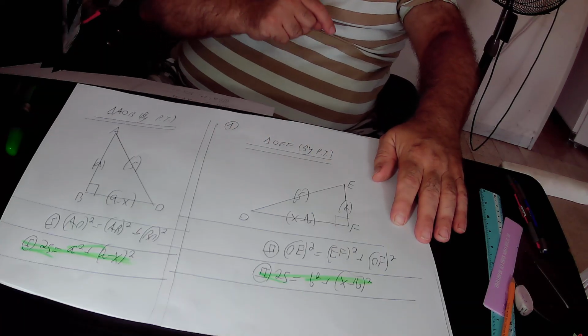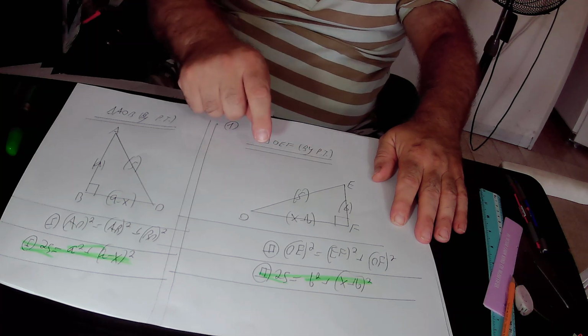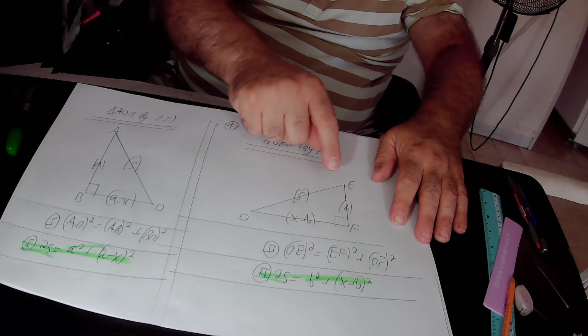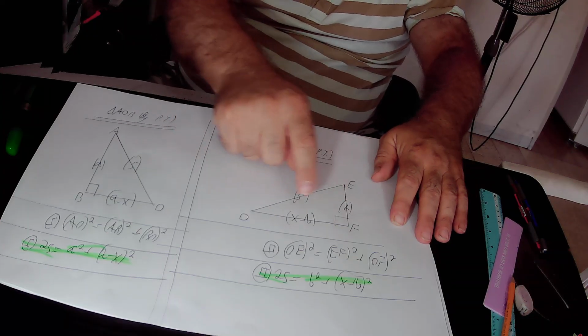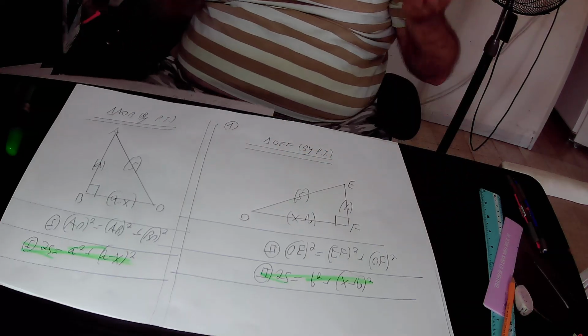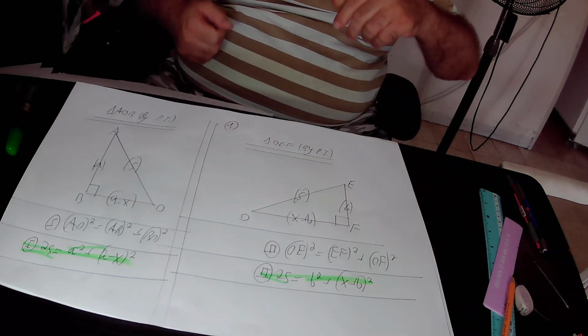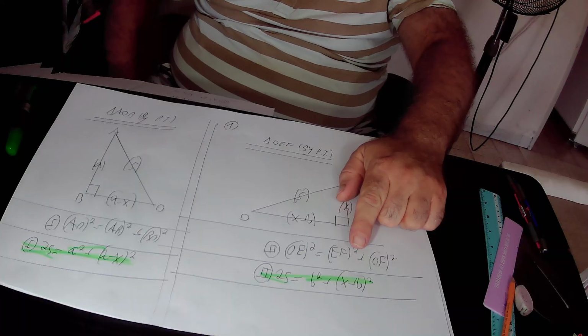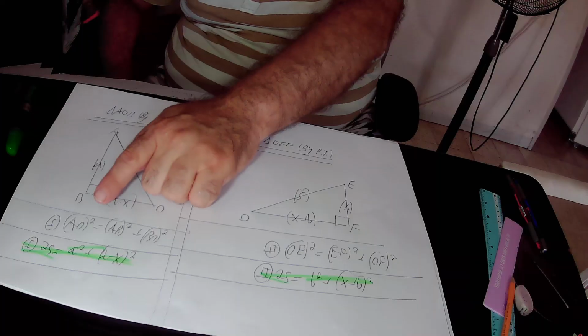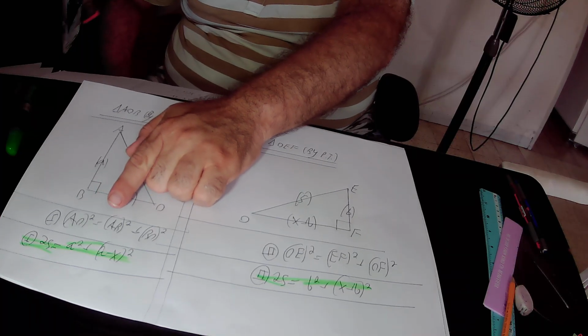OE is 5, therefore OE squared is 5 squared, that is 25, and it equals EF squared. EF is B, therefore EF squared is B squared, plus OF squared. OF is X plus B, therefore OF squared is (X plus B) squared. So in total, according to equation 2, we found out that 25 equals B squared plus (X plus B) squared. And according to equation 1, we have already found out that 25 equals A squared plus (A minus X) squared.